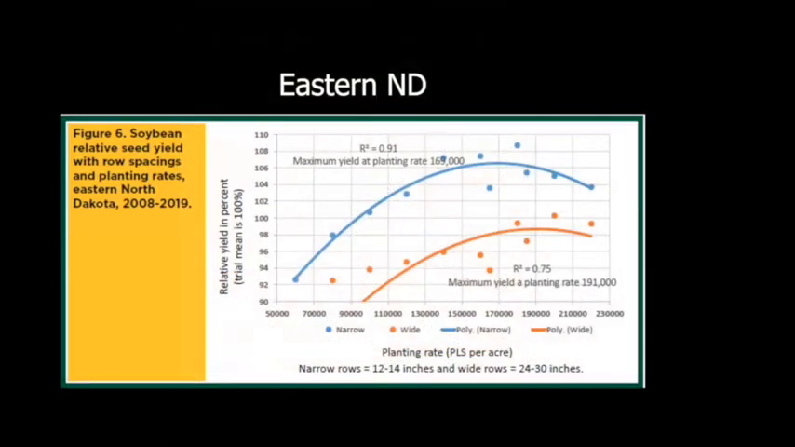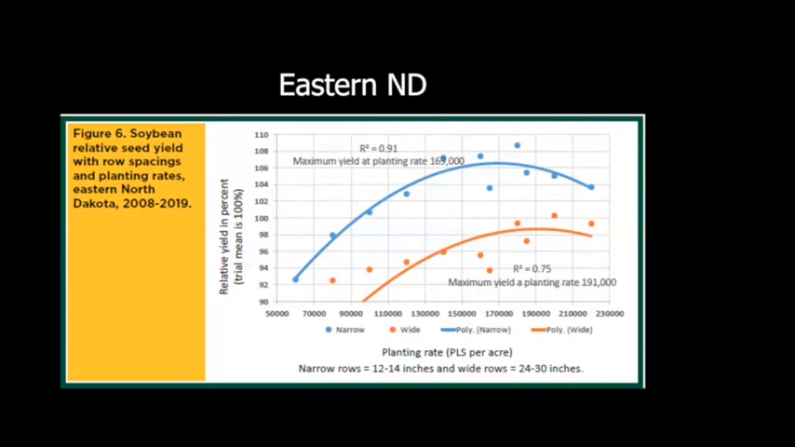As an example, we used the Eastern North Dakota data initially because it was a much larger database. What we have here is a graph just showing some of our work. We normalized the yield, put it in relative yield in percent. The dots are treatment averages amongst the various trials. And then you notice trend lines. The blue one is for narrow rows, the orange or brown is for the wide rows. And so we developed these trend lines.